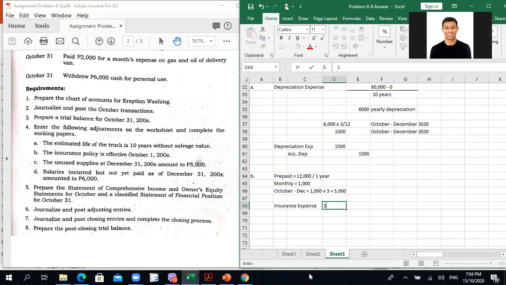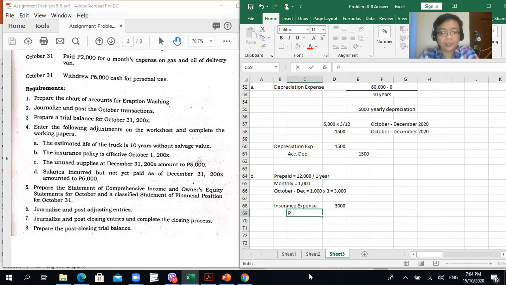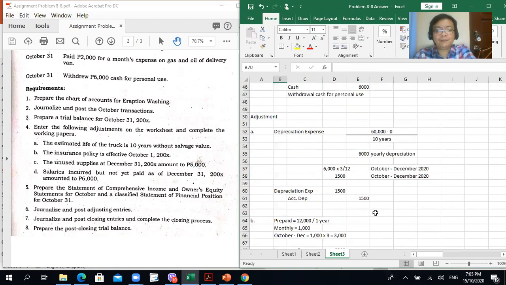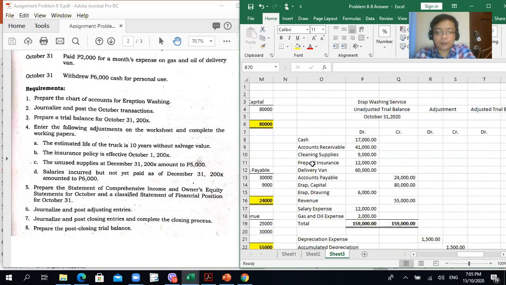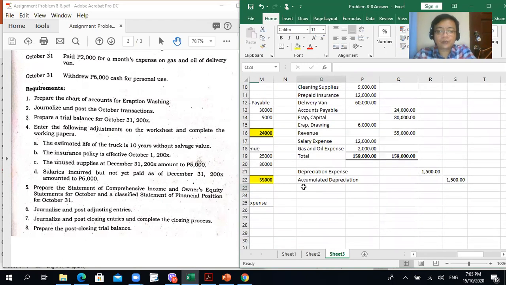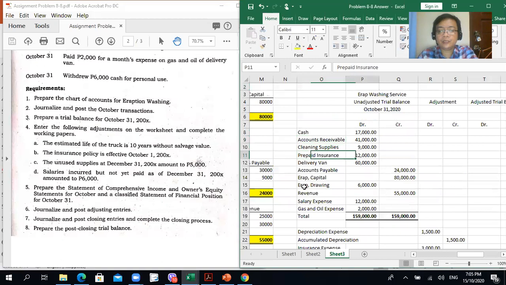3,000. All right. And we credit also what? Prepaid insurance, which is at 3,000. Okay, understood? All right. So here, you put it in the adjustment. There is already prepaid here. The only thing missing is the insurance expense. So you have here insurance expense of 3,000 and also prepaid insurance here of 3,000.